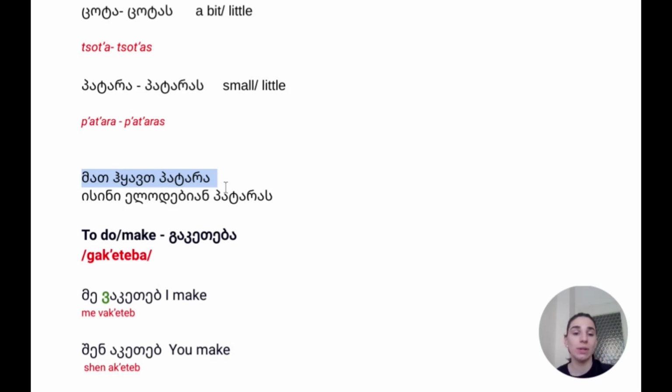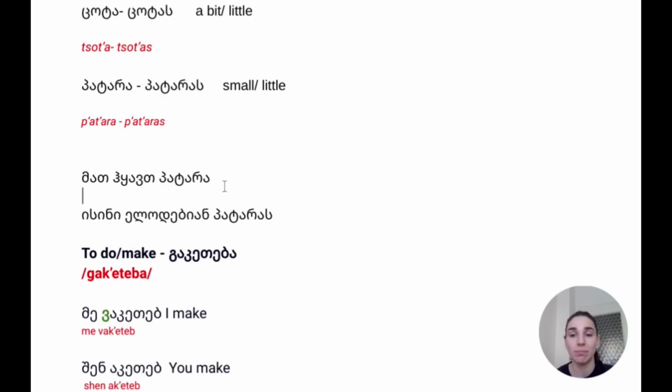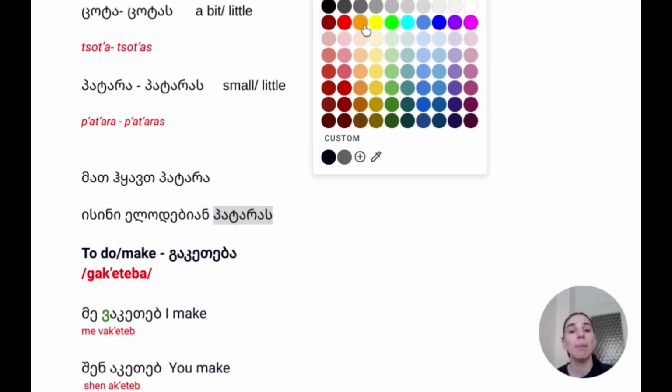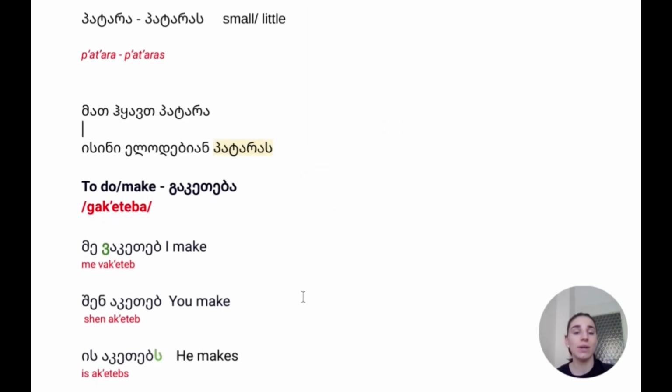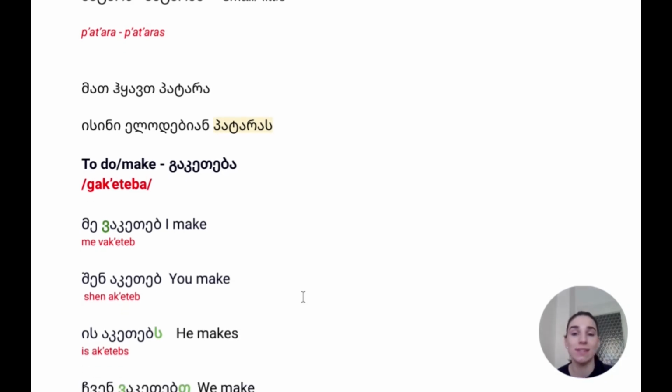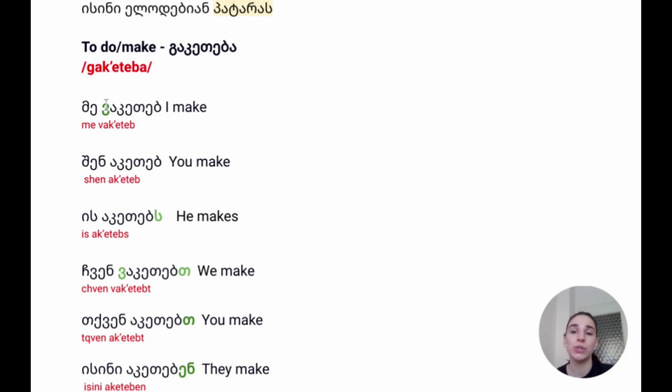And let's see in which case it would be in dative case. If you want to say they are expecting a baby, then it is isini erodebian pataras. Isini erodebian pataras. It's optional, of course, you can also use other words. Now let's see the verbs, okay? I have 4 verbs and then we will do exercises like sentences. To do or to make in Georgian is kaketeba with a strong K, kaketeba.